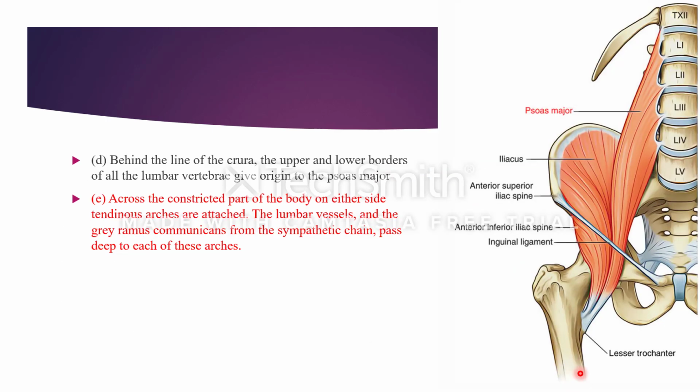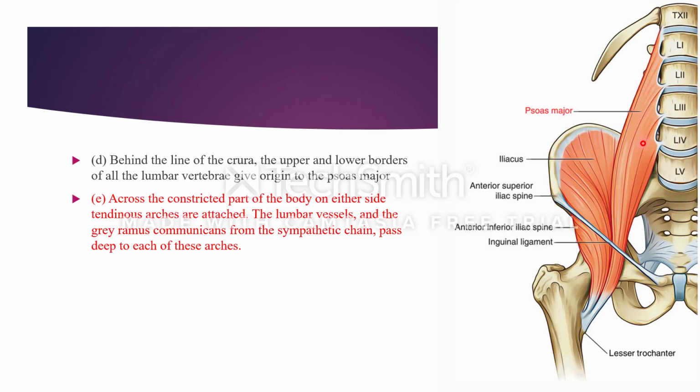Behind the line of the crura, the upper and the lower borders of all lumbar vertebra give origin to the psoas major muscle. If you see here, this is the first lumbar vertebra, second one, third, fourth and fifth one. The attachment of the psoas major muscle will be lateral to the line of the crura, or behind the line of crura. This is the upper border and this is the lower border. Then again the upper border and the lower border. They give origin to the psoas major muscle.